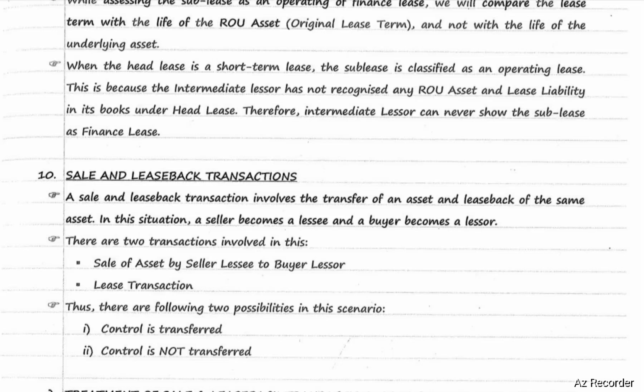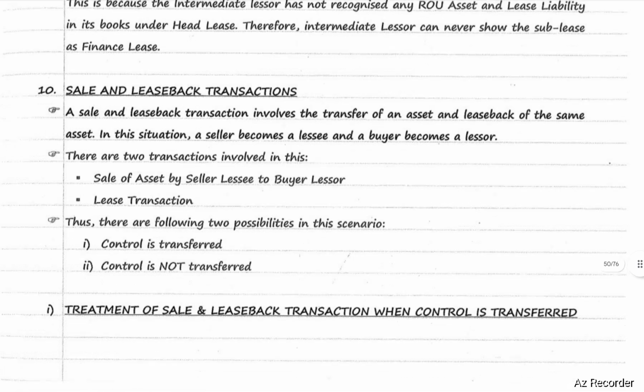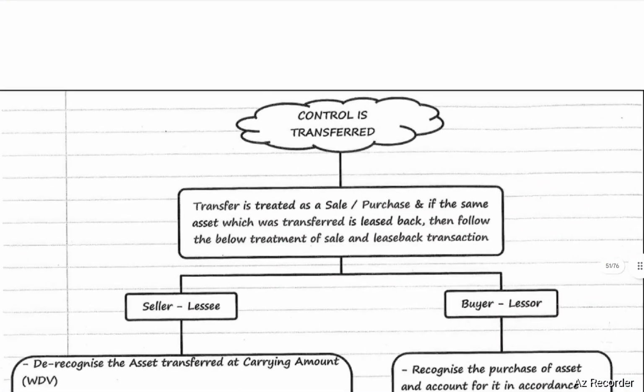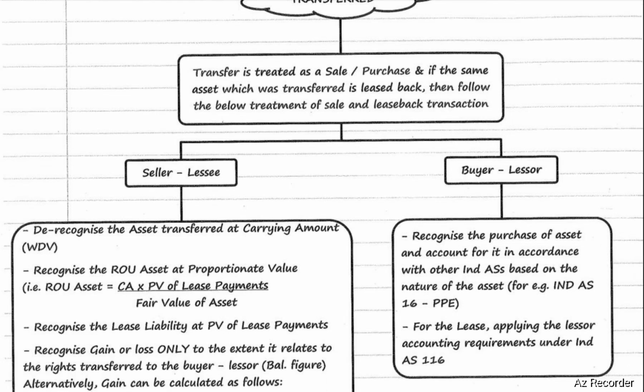First, control is transferred. Second, control is not transferred. Treatment of sale and leaseback transaction when control is transferred. In case control is transferred, transfer is treated as sale or purchase. And if the same asset which has been transferred is leased back, then the following treatment will be done.